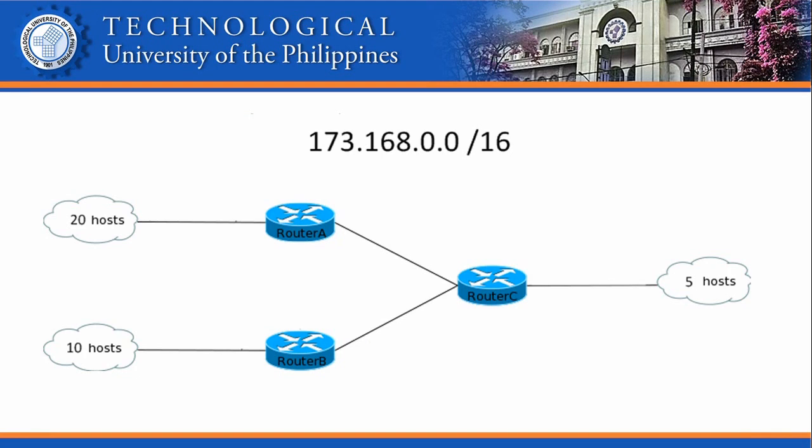For this example, no, we have 3 routers, and router A and router B is connected to router C. Router A requires 20 hosts, router B requires 10 hosts, and router C requires 5 hosts. And we have a given IP address. So by looking at this IP address, which class does it belong to? It is a class B. Tama. It is a class B IP address, /16. Okay? So, ang unang isa-solve natin dito is yung 20 hosts, sunod just 10 hosts, and third is yung 5 hosts. And we have 2 point-to-point.